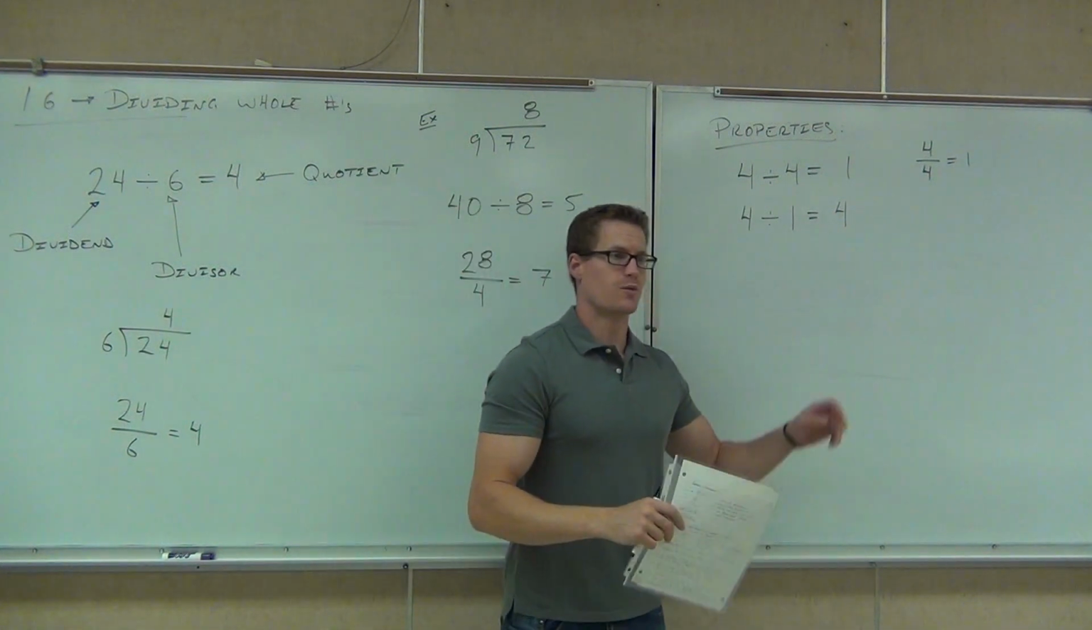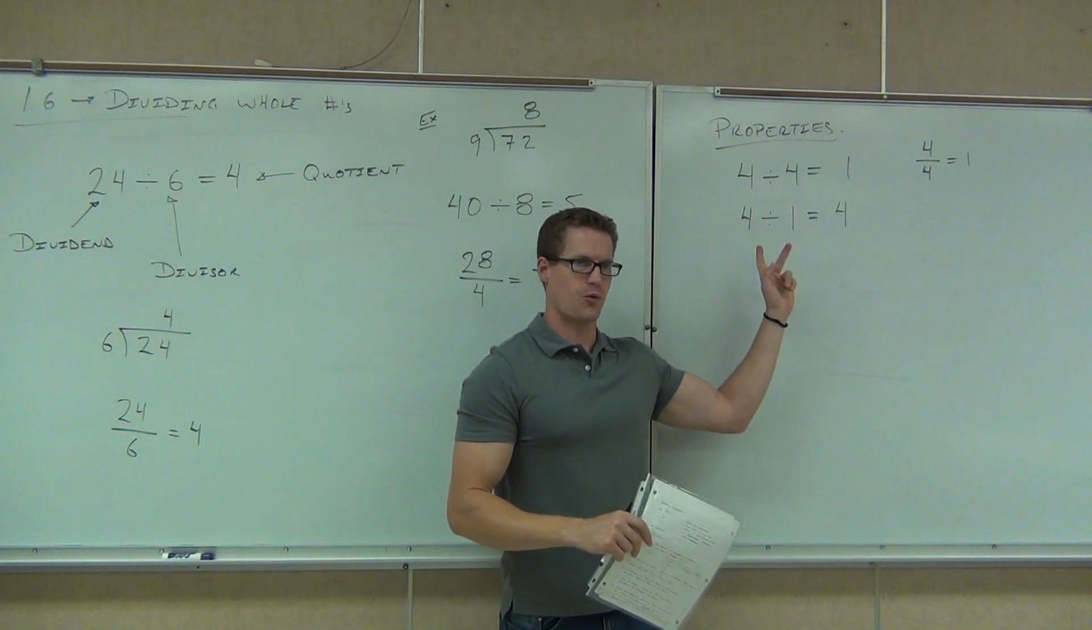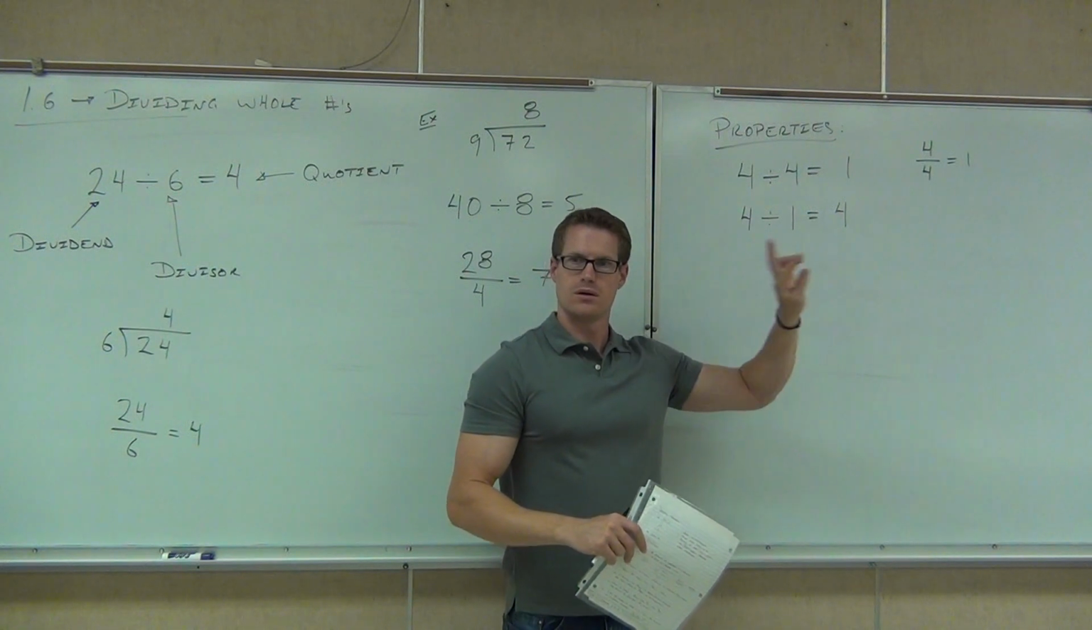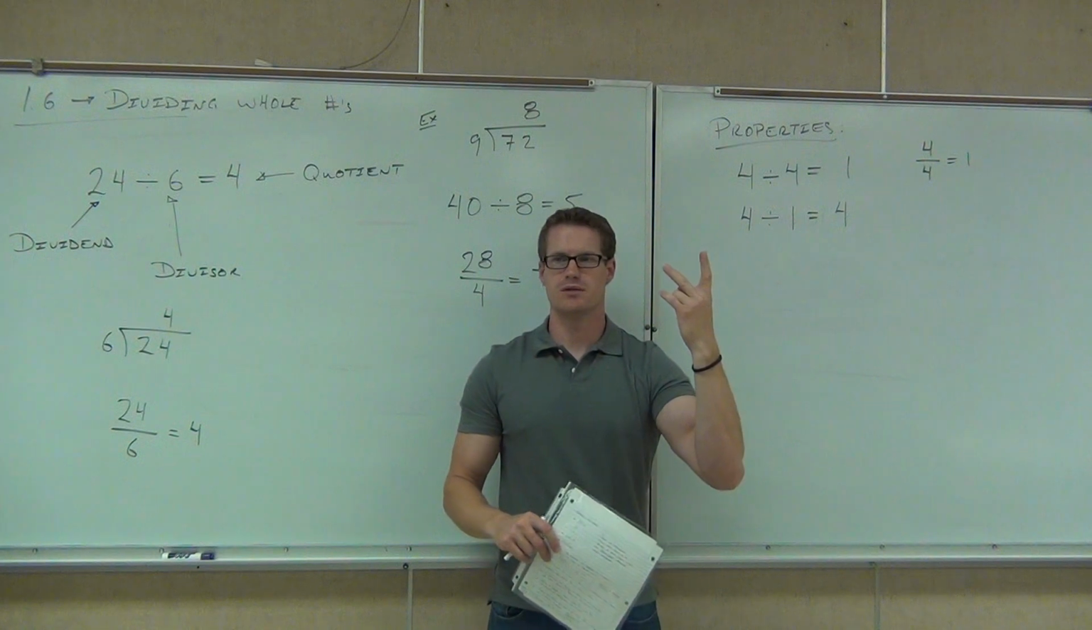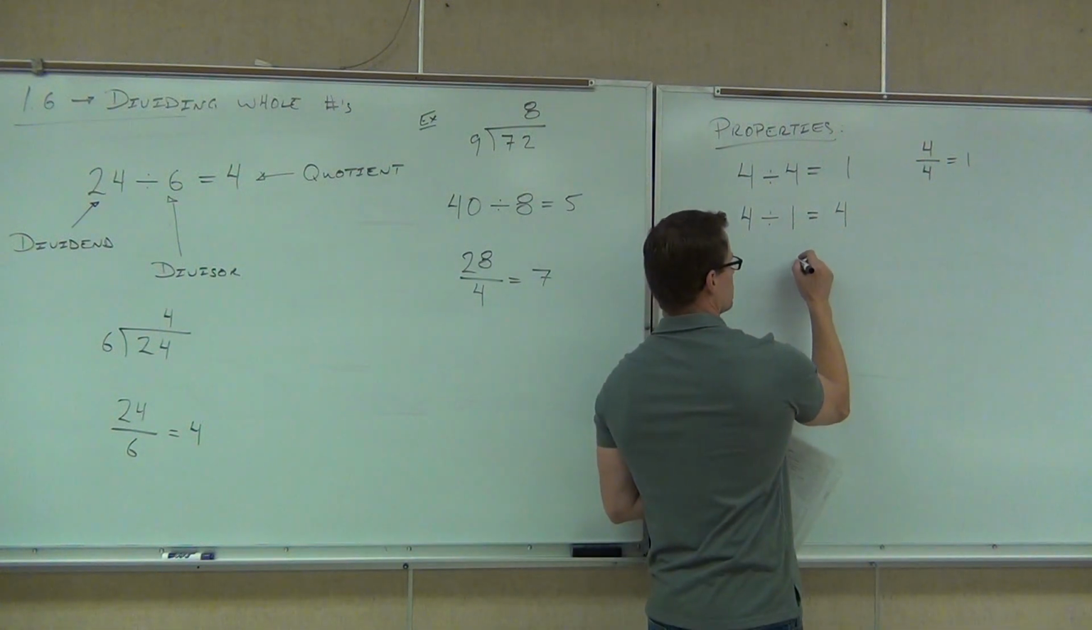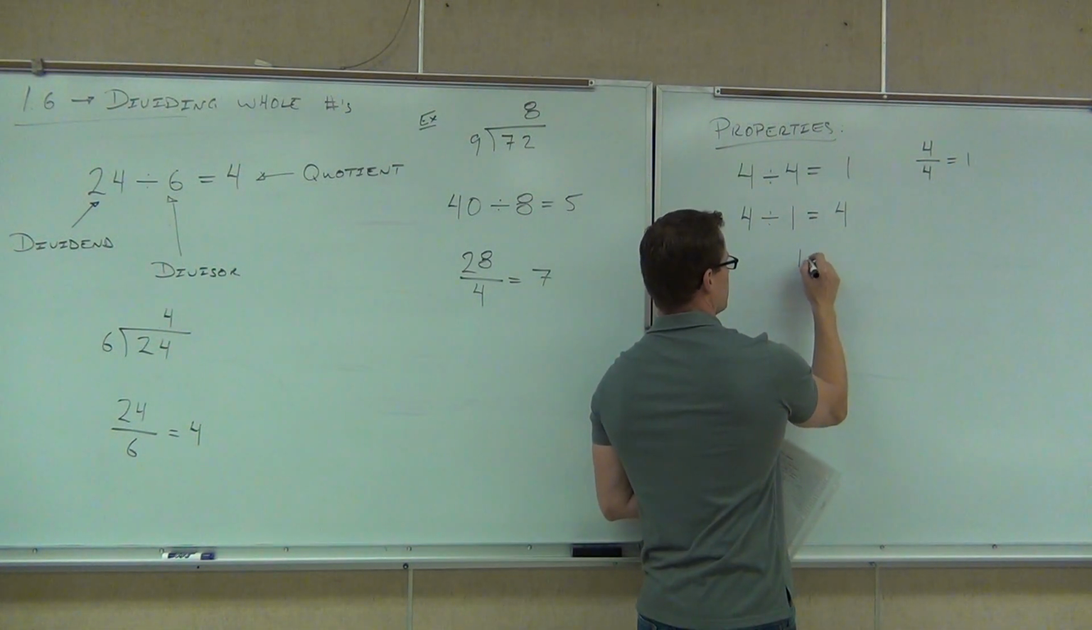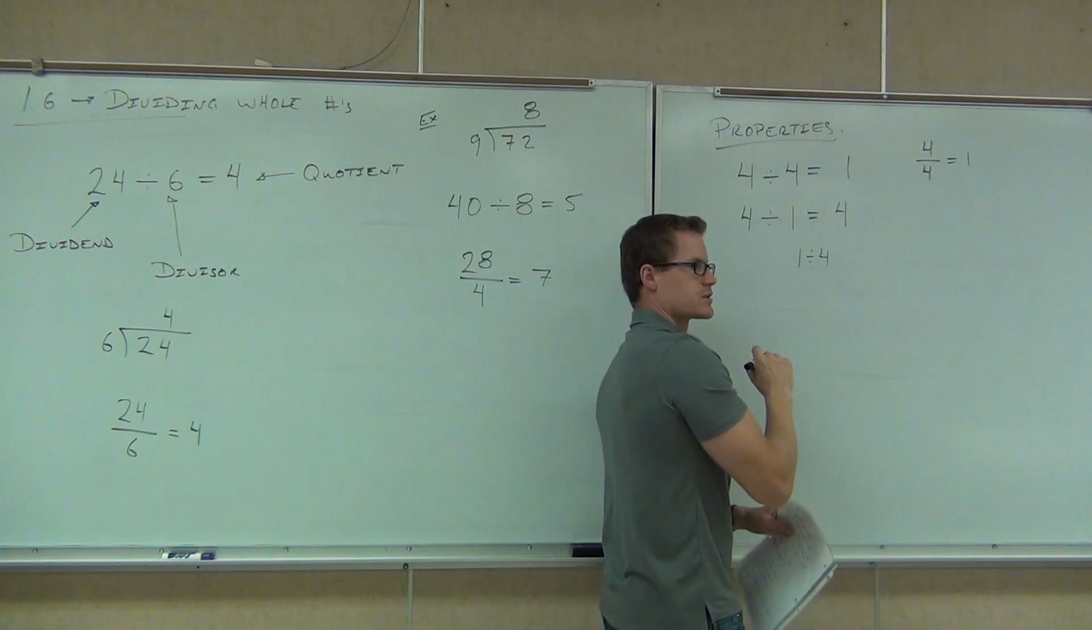By the way, is the reverse true? Can I divide 1 by 4 and get 4? Does it flip around like addition and multiplication do? No, it's not commutative. This and this are different things.